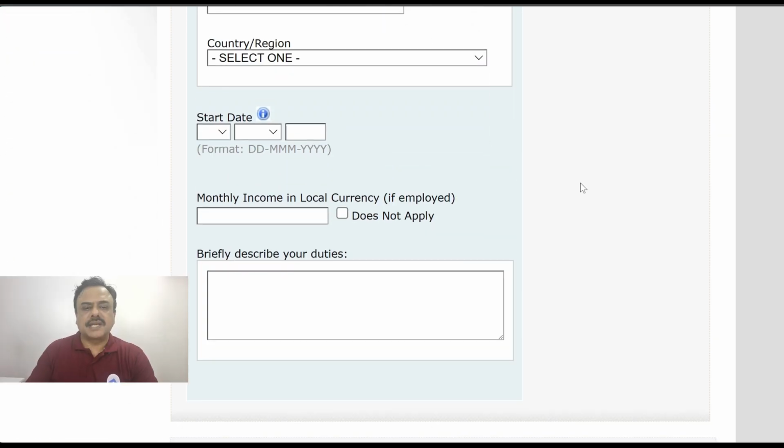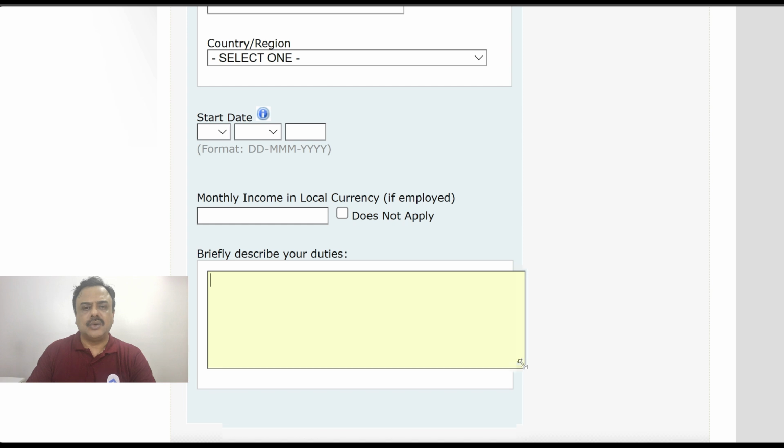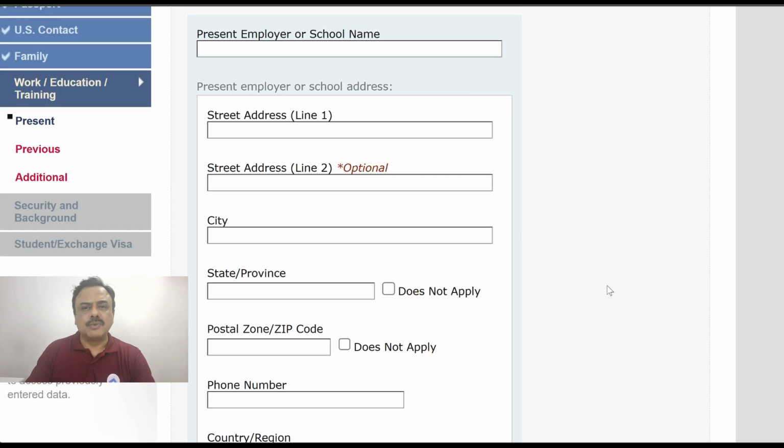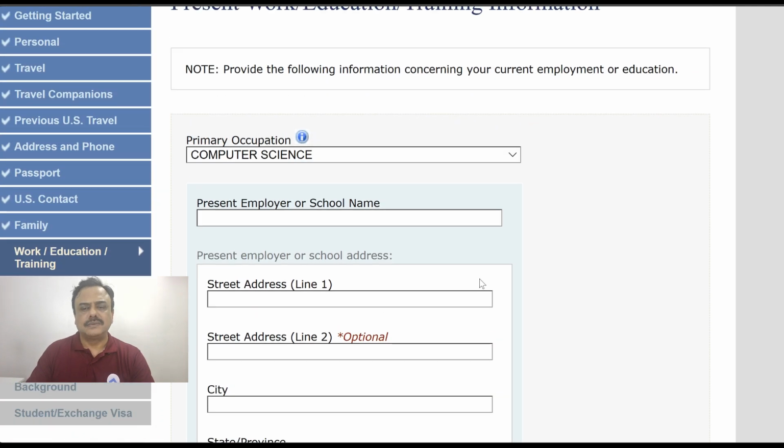The brief description of your duties is a very critical element in this. Please see to it that you are using bullet points to clearly highlight what your role is and try to link your past with the program that you're going to go for so that you have a smooth story to tell them.